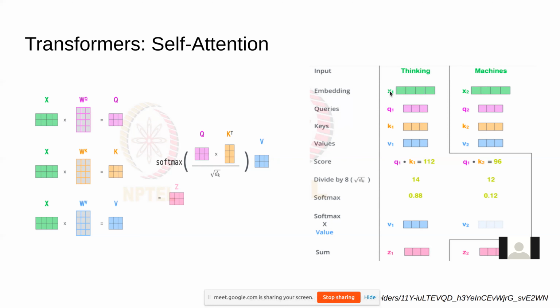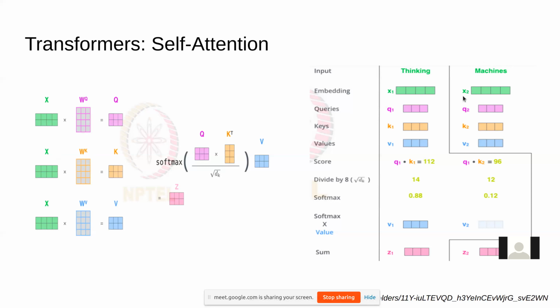How do we get this q, k, v? That will be by simply multiplying this vector x with these matrices. Similarly, for the word machines, the vector will be multiplied by these matrices WQ, WK, WV to get the query vector q2, the key vector k2, and the value vector v2.